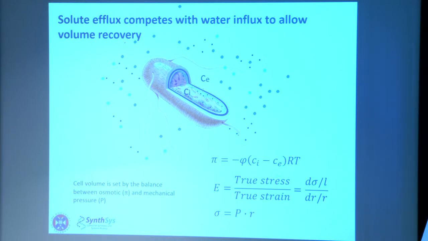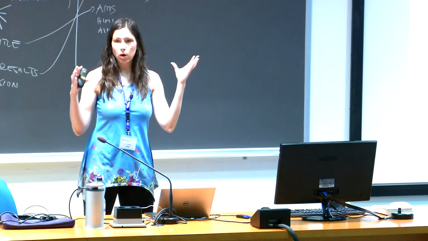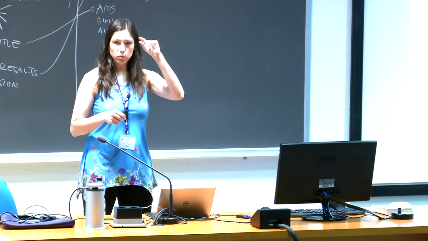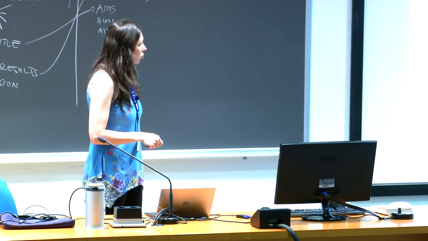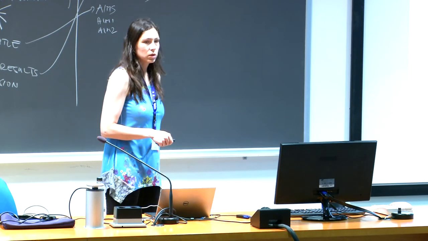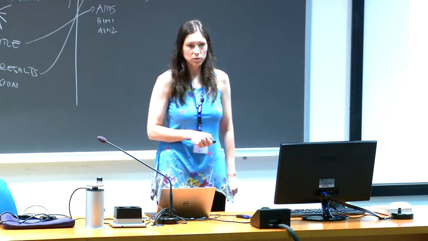The other thing that we will take into account is the elasticity of the cell wall. We define it as true stress over true strain. So this is dσ over L, where L is the thickness of the cell wall, and dr over r, where r is the radius of the cell. And σ is the surface tension. We assume this to be a hollow cylinder with a thin wall, and we write it as pressure times the radius. So this is now the Laplace pressure. Right?